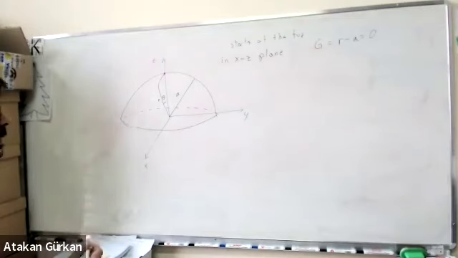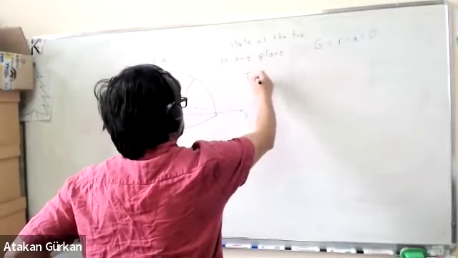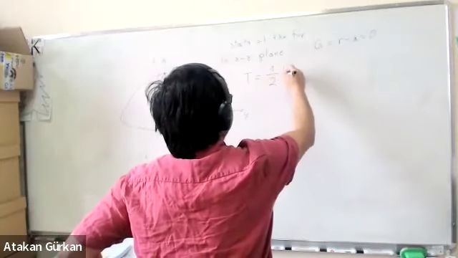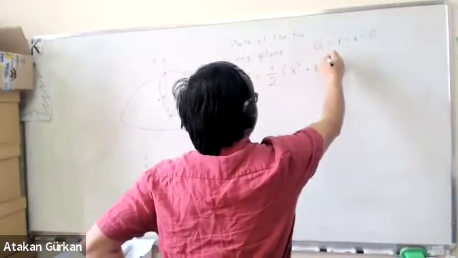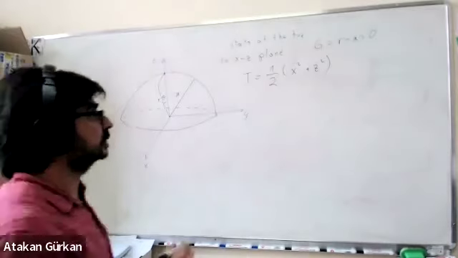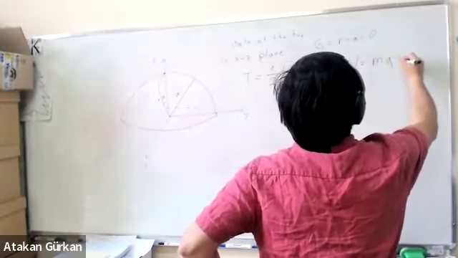Now I'm going to write the Lagrangian. Right? So first let's write the kinetic energy. This is going to be a half x dot square plus z dot square, okay? And potential energy is going to be mgz.